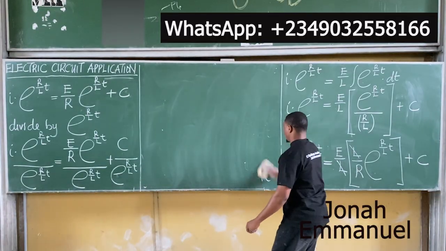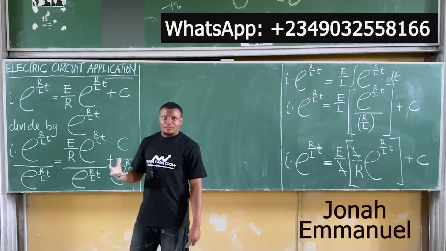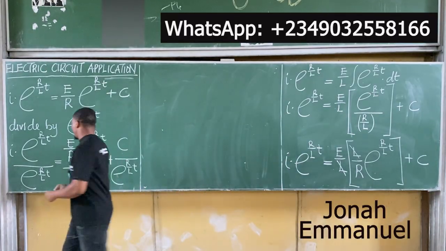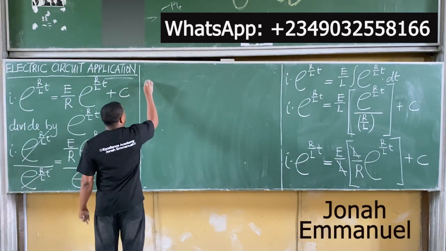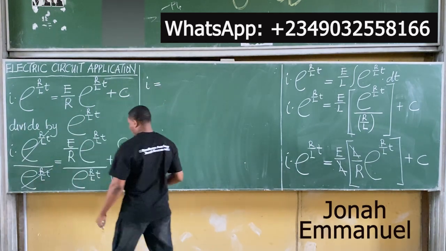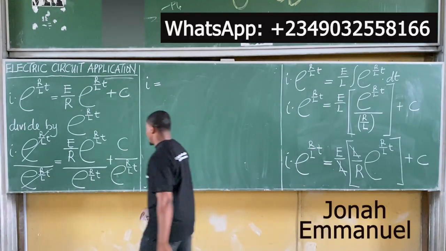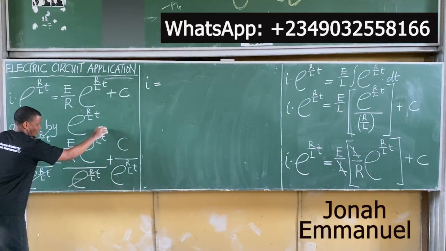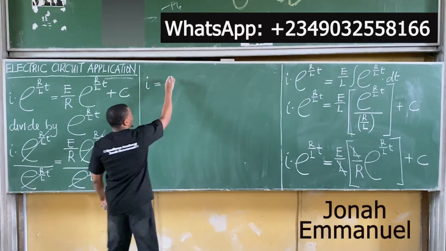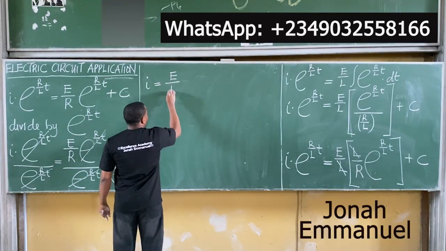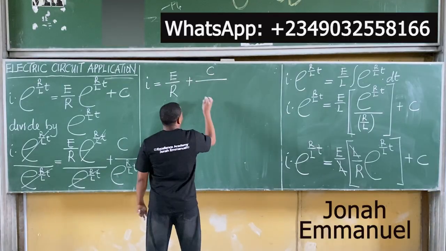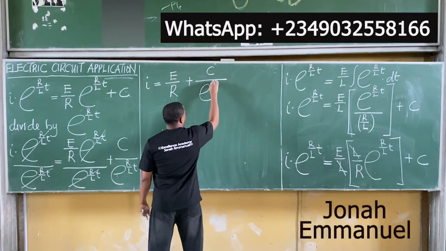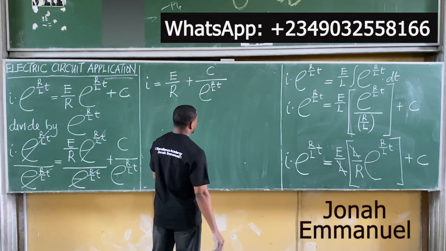Please go and learn how to derive, to build your muscle. Learn how to derive. From here, this cancels this. You have that I is equal to this. We'll cancel this too. What do you have there? E all over R plus C all over exponential R over LT.